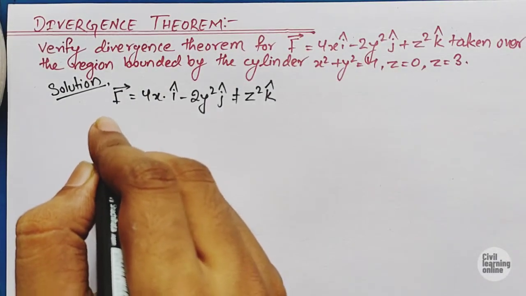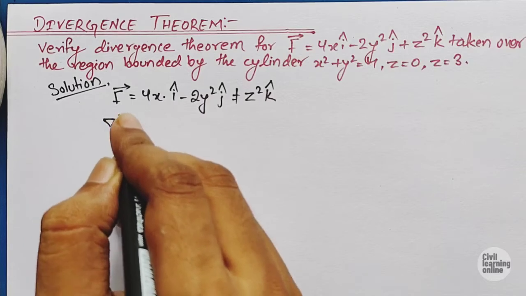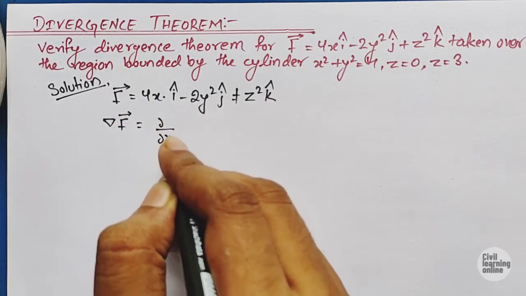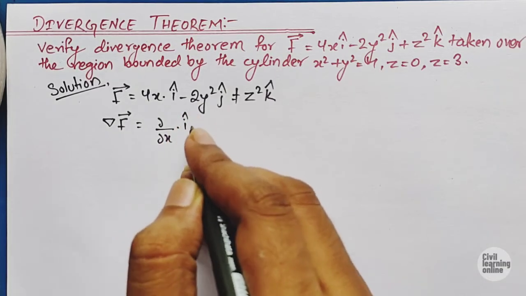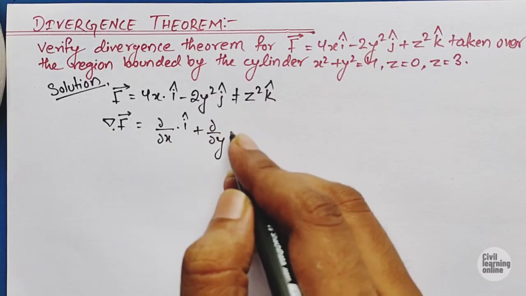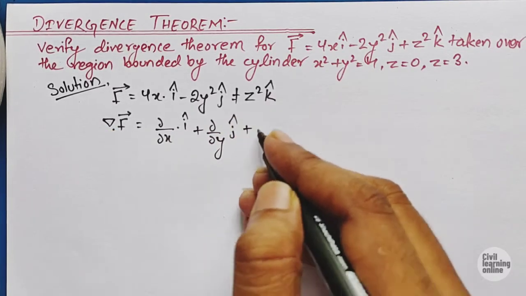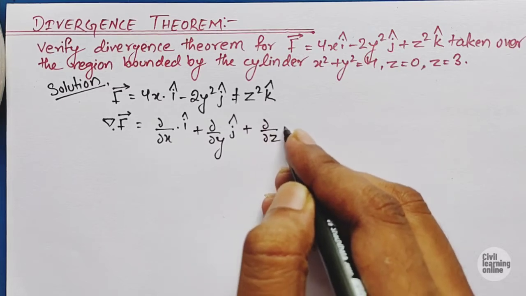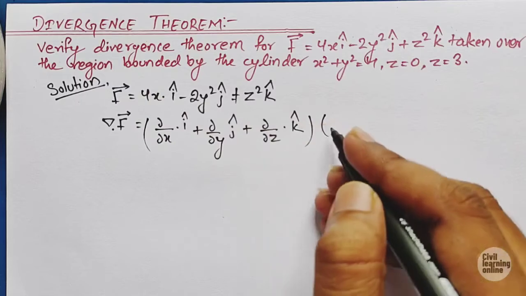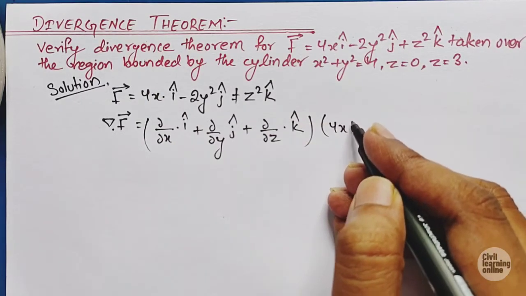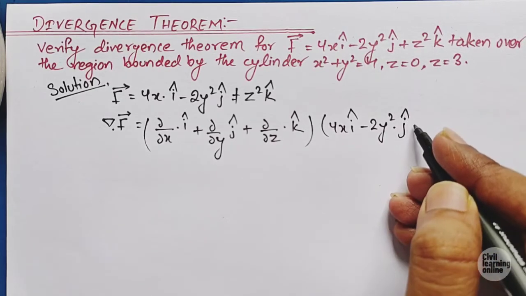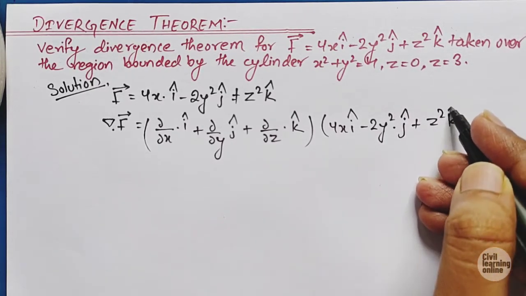See here, the divergence of f vector will be equal to del upon del x times i cap plus del upon del y times j cap plus del upon del z times k cap, and multiplying this with f vector, that is 4x times i cap minus 2y square times j cap plus z square times k cap.